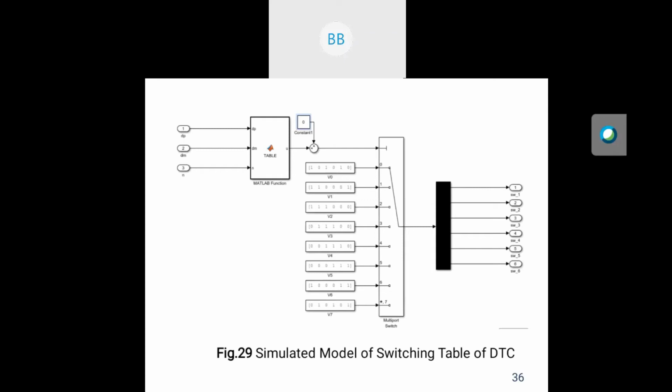Here we can see V1 is 100001. In the first place, the switch 1 is turned on. Then for switch 3, the third place is 0, that means switch 3 is turned off. And in the fifth place it is 0, so switch 5 is turned off. In this way, we have to select the voltage vectors.